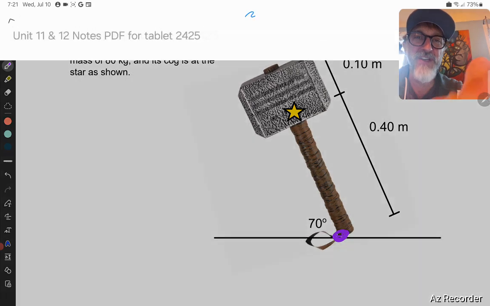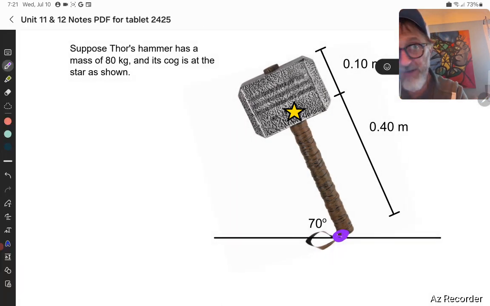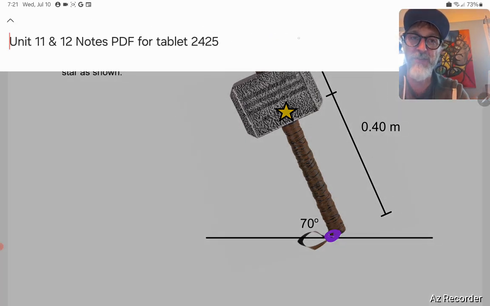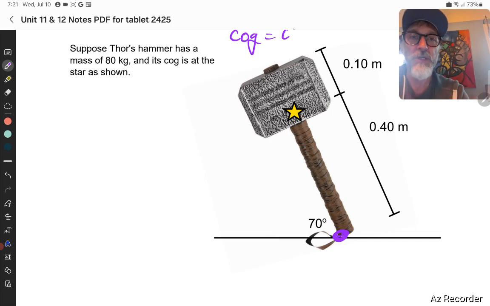Center of gravity and center of mass are, for all intents and purposes, the same thing, okay? Technically, if your object is really, really big, there's a small difference. But unless your object is, you know, Empire State Building sized, your center of mass and center of gravity are the same thing. So center of gravity equals center of mass.